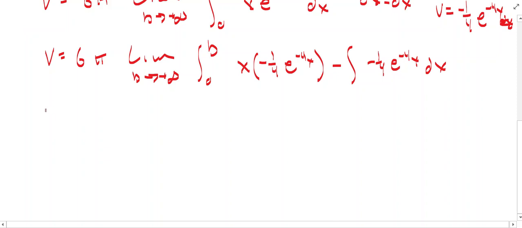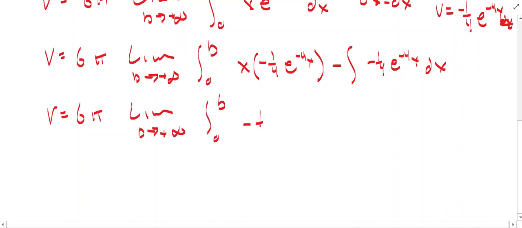And let's clean this up a little bit. So the volume is 6 pi. Just bring everything on down. Again, yes, improper integration can be tedious if you show all the work, which I'm sure you will do when you have an exam. And right here we have a negative 1/4 x e to the negative 4x. We have two negatives here, so we have plus 1/4 times the integral of e to the negative 4x dx.